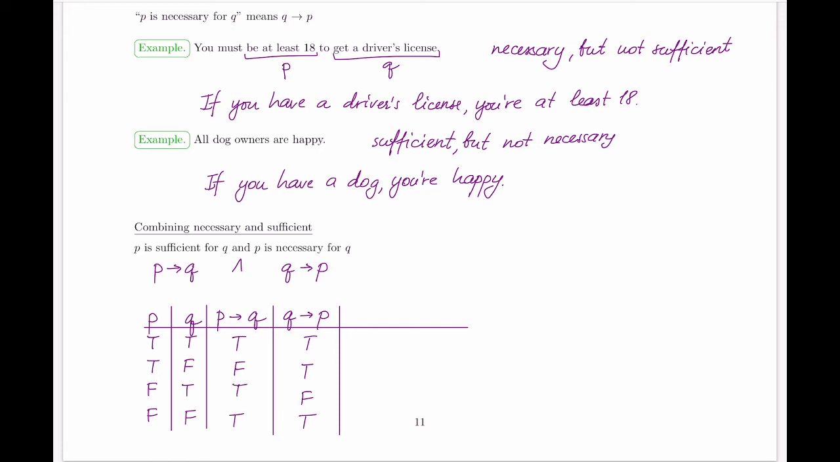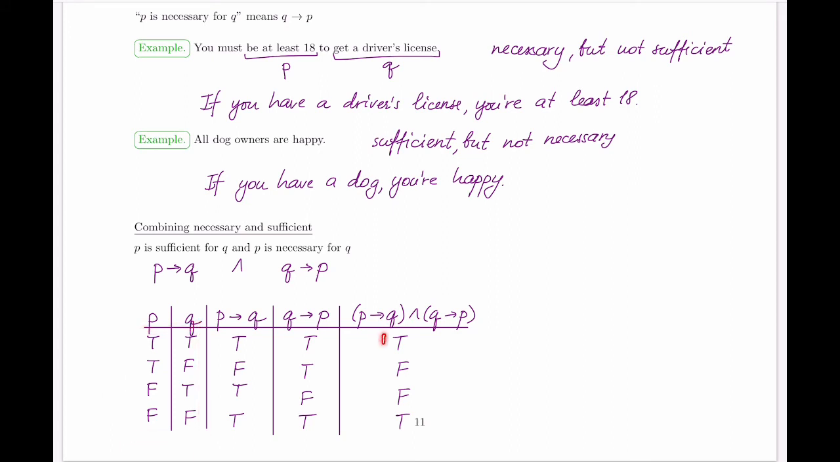And my last column is going to be the combination of the two. So P implies Q and Q implies P. I'm going to AND both of these columns together. Now remember, AND is only true if both of the statements are true. So we're going to have true and true here, false and true, true and false, true and true. I can see that the first and the last lines are going to be true, and the other ones are going to be false.